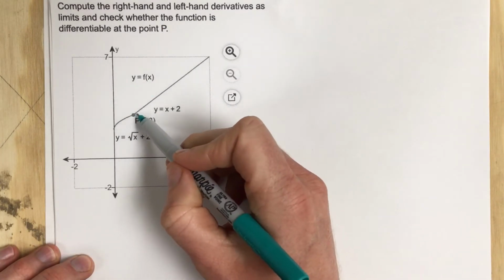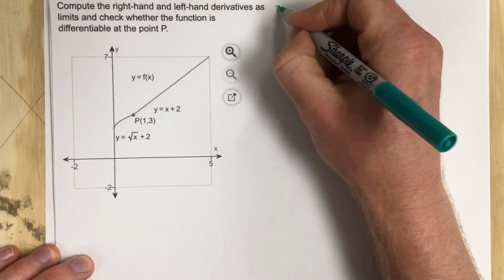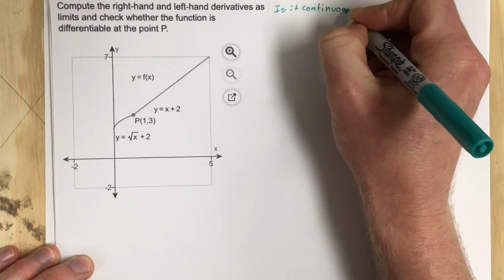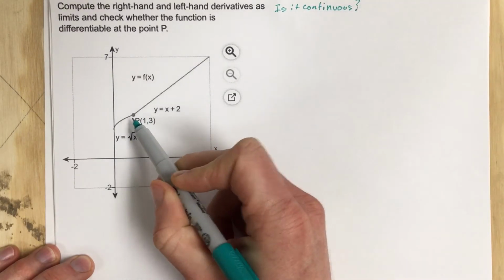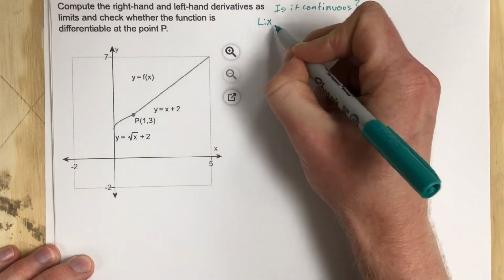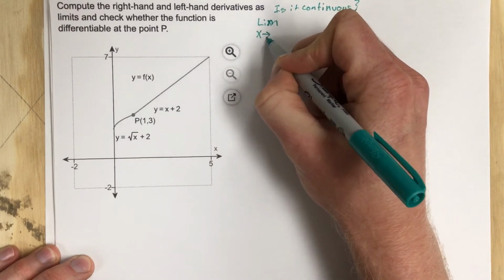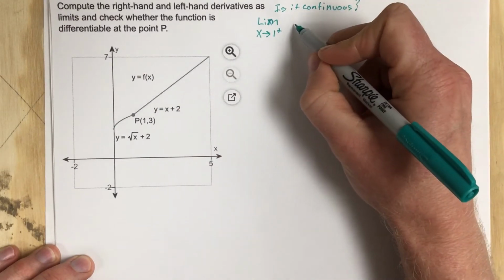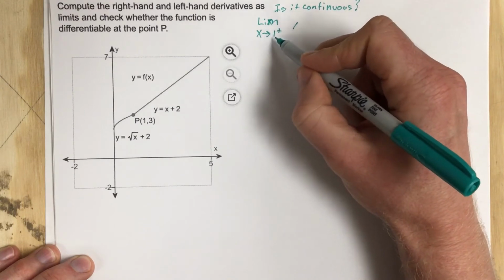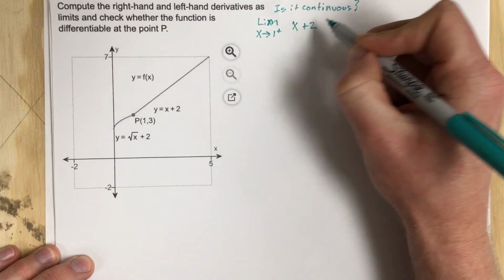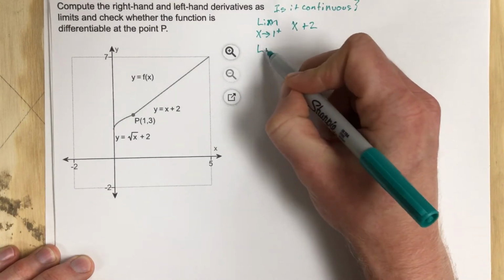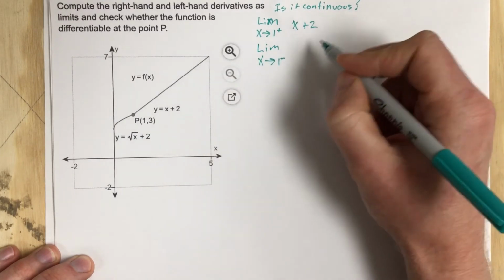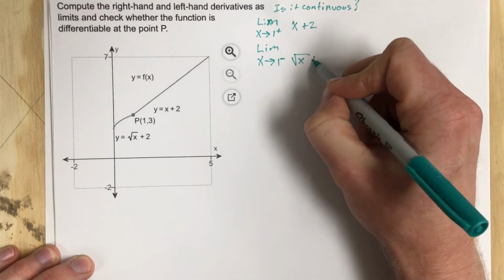So remember, if we look to see if it's continuous, so is it continuous? That's not what they're asking us for in this problem, but it's good to start this way because if we're looking to see if it's continuous, we always take the limit as x approaches 1 from the right, and that would be of this function, y equals x plus 2. So we're going to say limit as x approaches 1 from the right for x plus 2. And then we do the same thing, limit as x approaches 1 from the left for this function, which is radical x plus 2.